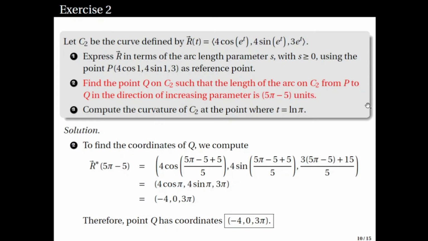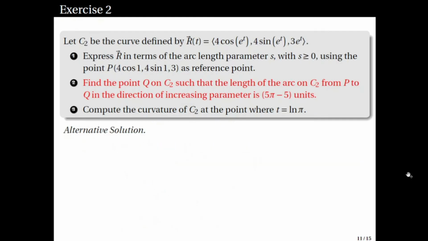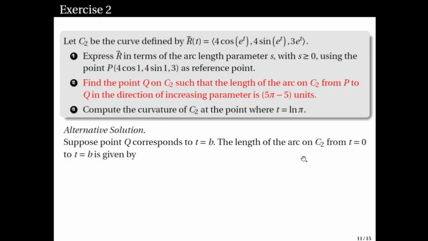Alternatively, if we don't have the arc length parameterization first, you can do it in another way. Suppose point Q corresponds to t equals b. So we just simply take the arc length on C2 from t equals 0 to t equals b. So you have this integral from 0 to b of the norm of r prime, but the norm of r prime is just 5e to the t, and the integral is 5e to the t evaluated from 0 to b, which is just 5e to the b minus 5.